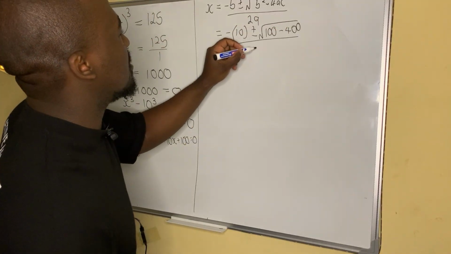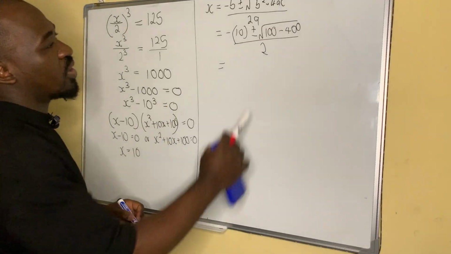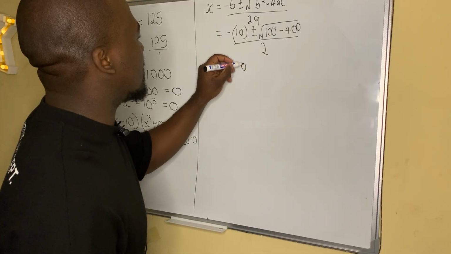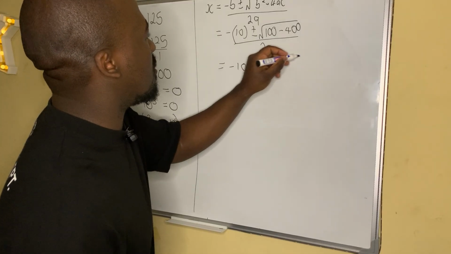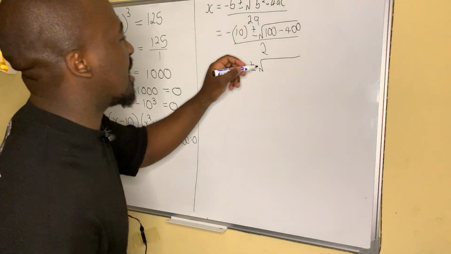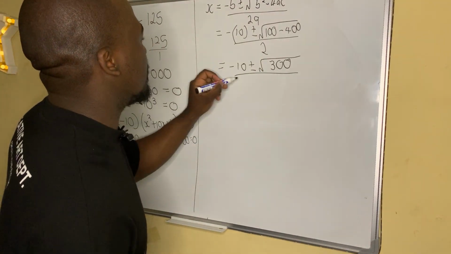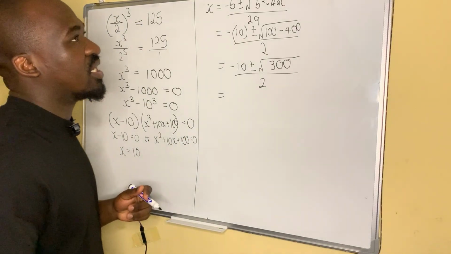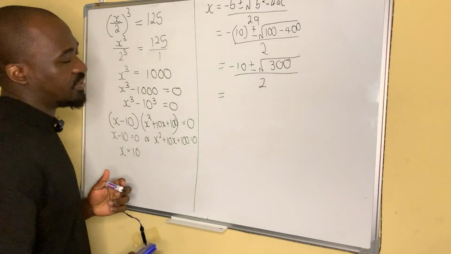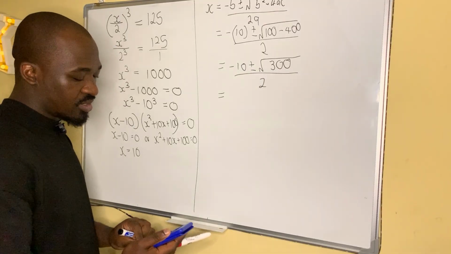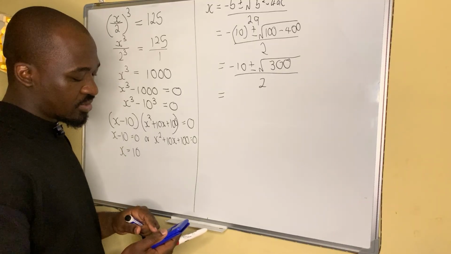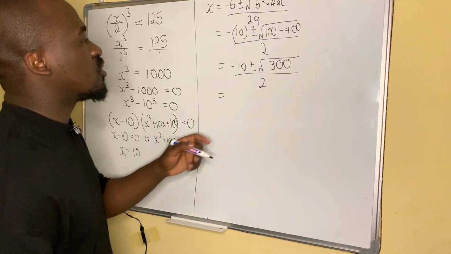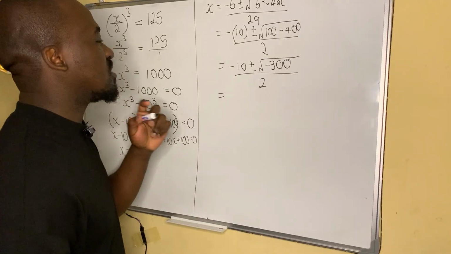Can you see now? 2. Can you see already showing us that this is going to be a negative number there? So it's going to be negative 10 plus minus our square root of 100 minus 400, it's going to be negative 300 over 2. Then now this takes us to, with 300 we can say 10 multiplied by what? 300 is 10 root 3. So remember, this is negative 300, not positive 300.